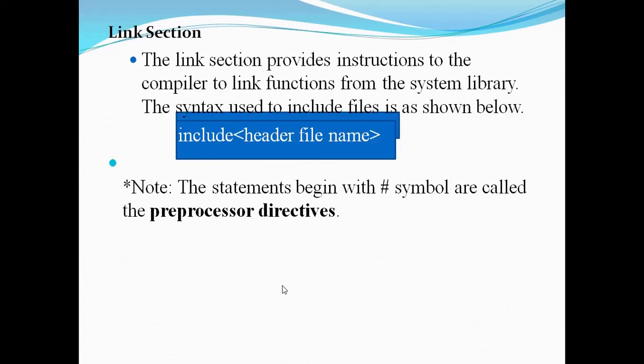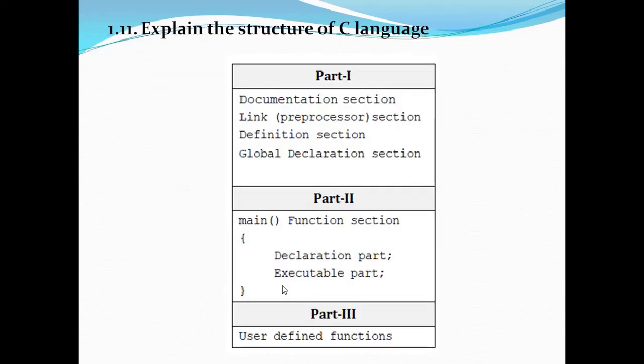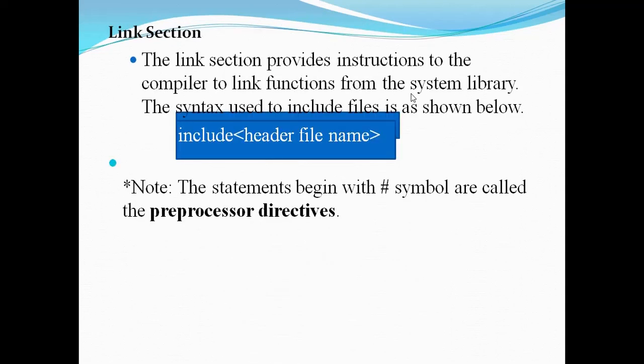And next we discuss the link section, which is the second thing in part 1. The link section provides instruction to the compiler to link functions from the system library. The general syntax for the link section is include, with the less than symbol and the greater than symbol. Between these we write the header file names.